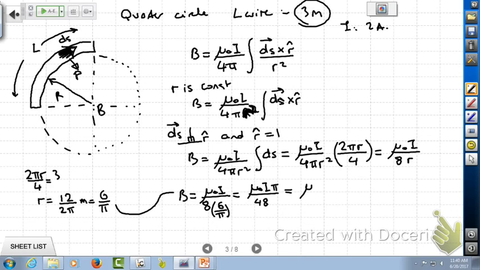And then I'm going to leave mu naught alone. I'm going to say I is 2. I'm going to say pi is pi. I'm going to work that out. And then I'm going to say over 48. I just get my calculator at this point. Don't worry about the mu naught. I'm going to say 2 times pi is that, divided by 48 is that, and I get my 0.13 mu naught.